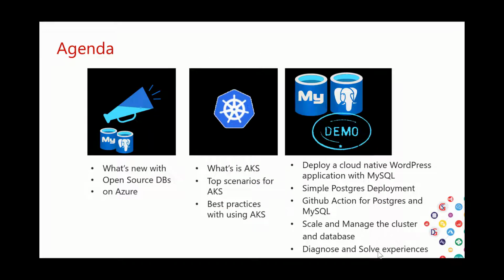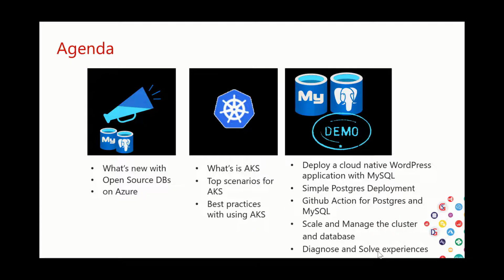In today's agenda, we'll be walking through what's new with open source databases on Azure. We will walk through an introduction on Azure Kubernetes services, what are some of its top scenarios and what are its best practices. Quite a few demos today. I'll walk through how to deploy a cloud-native WordPress application, do a simple Postgres deployment, showing you GitHub actions to deploy data into a Postgres server, how you can scale and manage your demos with how you can diagnose and solve issues.